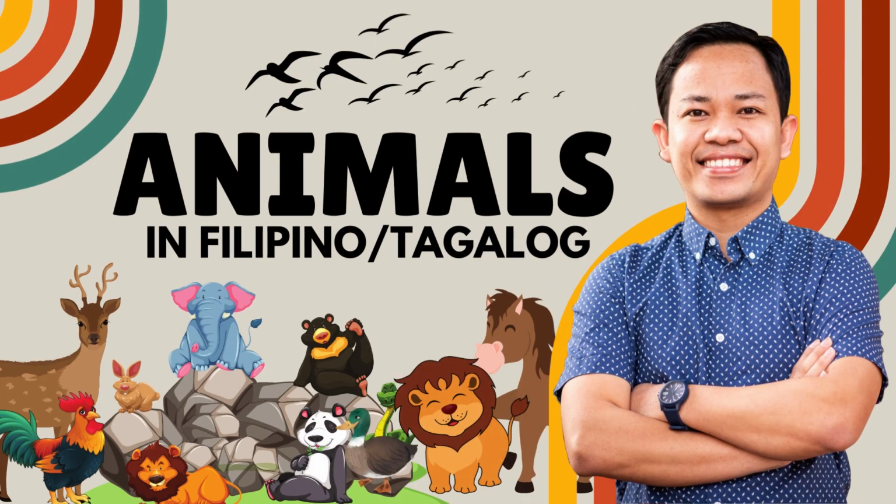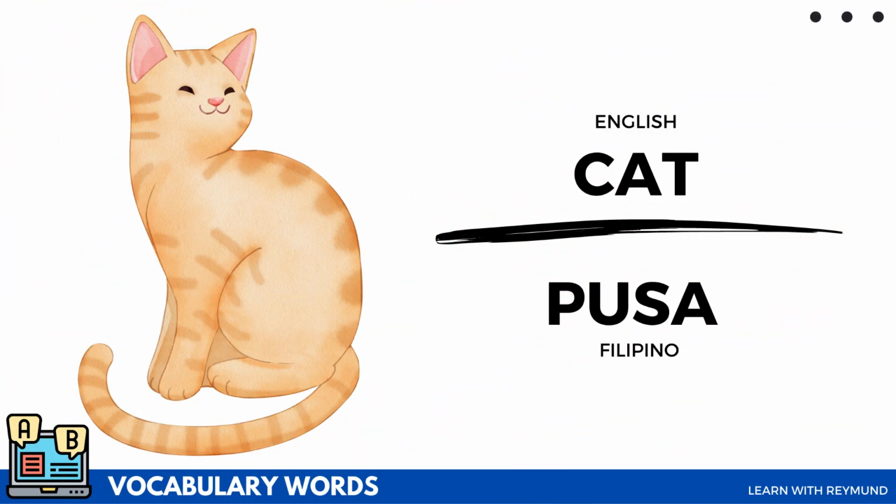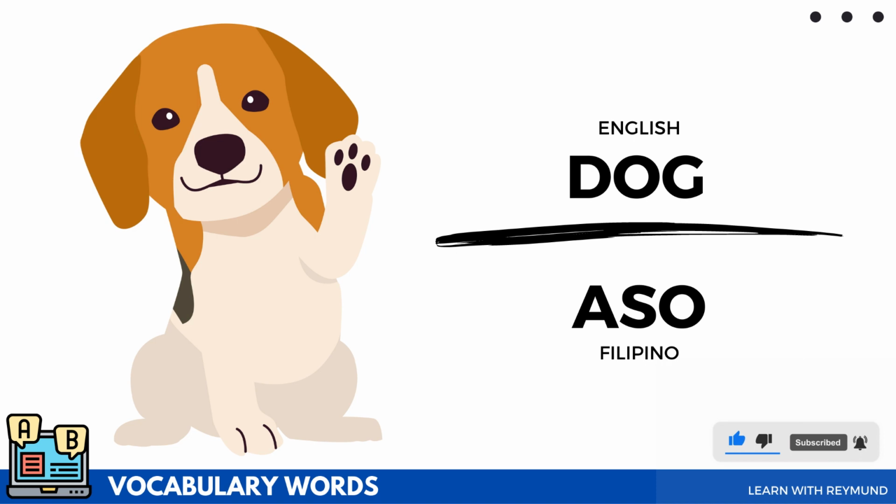This video is all about the different animals in English and Filipino or Tagalog. The first one is cat. In English and in Filipino, that's pusa. Cat, pusa. In English, it's a dog, and in Filipino, it's an aso.